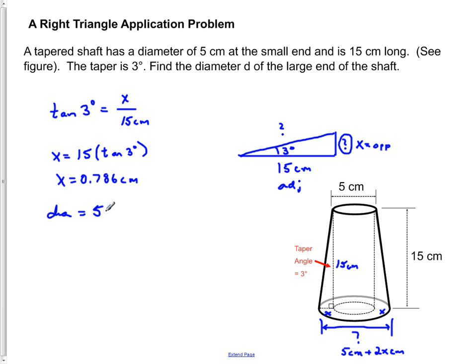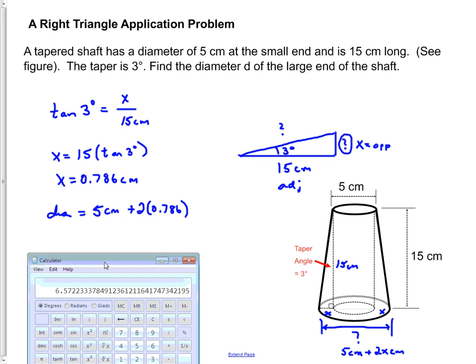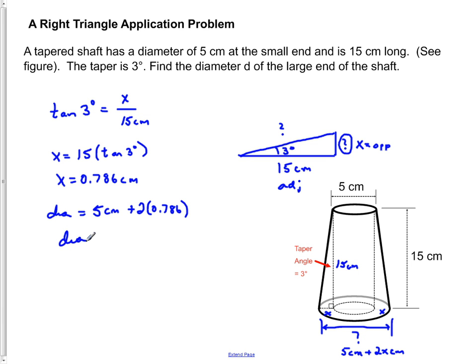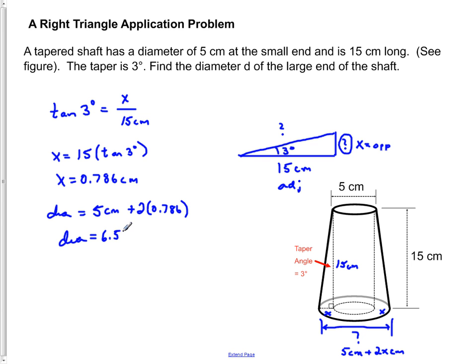But to find our diameter, we're going to have to take that 5 centimeters, which represents the length of the small internal end right here, and the 2 extra x's. So 2 times 0.786. Getting my calculator out right here, I'm going to multiply by 2. I'm going to add 5. And there it is, 6.572. So my diameter should be about 6.57 centimeters. And that would be rounded to my nearest hundredth, my answer to this question. And we're done.